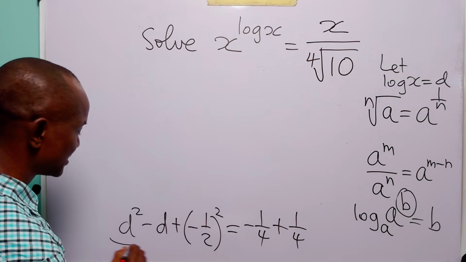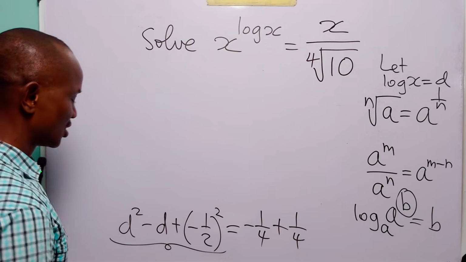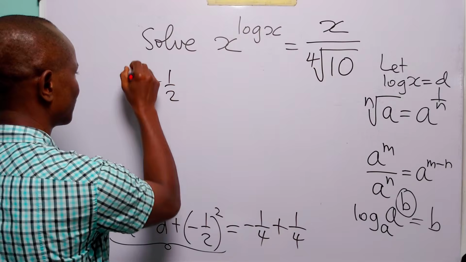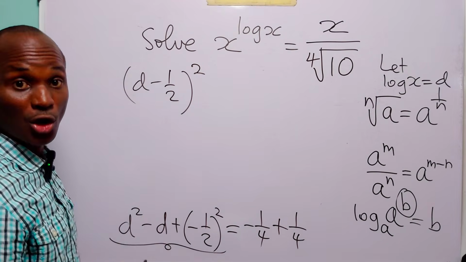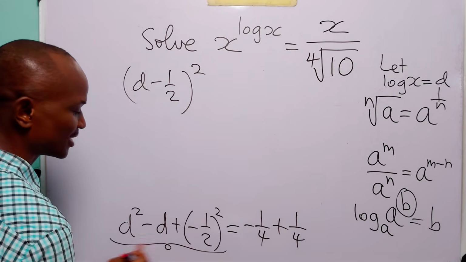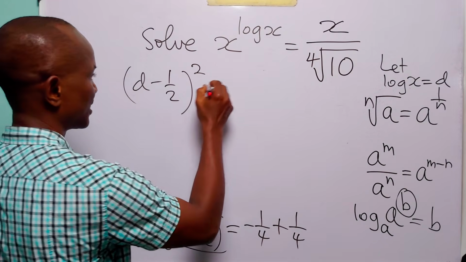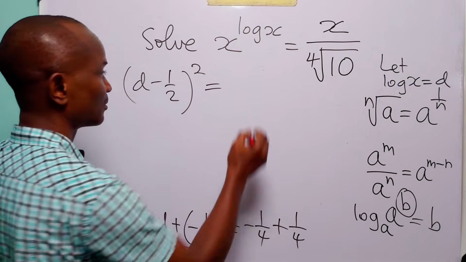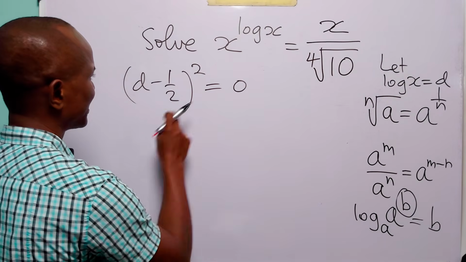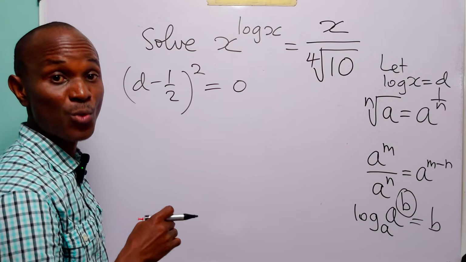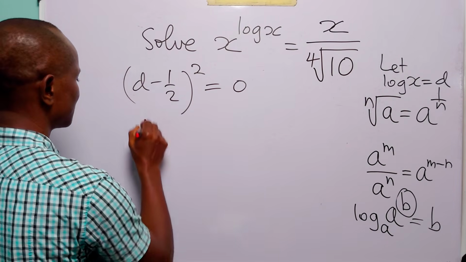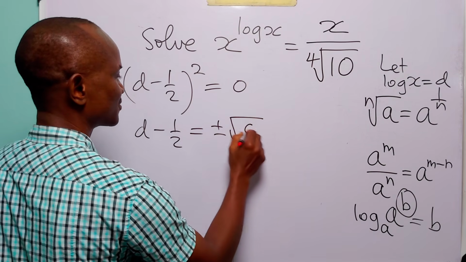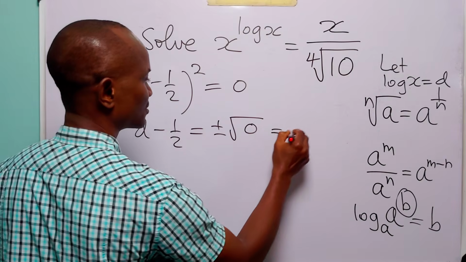Of course, now you know that this left-hand side is a perfect square. So we take 1 d and we take 1 minus half and we square. Notice that if we expand this, this is exactly what we are going to get. So we haven't changed anything. And of course, this is equal to minus 1 over 4 plus 1 over 4, which is 0. The next step to solving this equation is to take the square root of both sides. So we have that d minus half is equal to plus or minus the square root of 0, which of course is equal to 0.